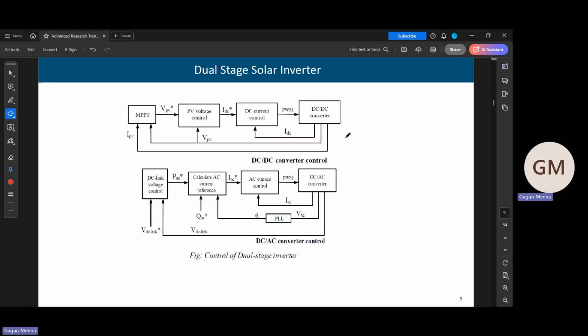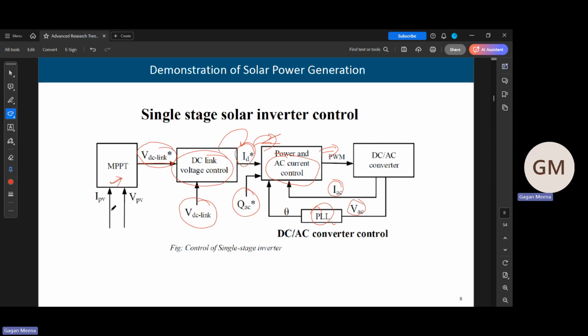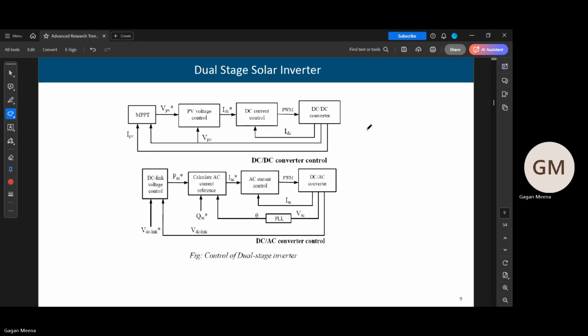Here, this is the dual stage solar inverter, where the first stage is the DC-DC. Here we have direct DC to AC. Well, here we have two stages. One is DC-DC and this is the boost. Second is DC-AC. So DC and AC.